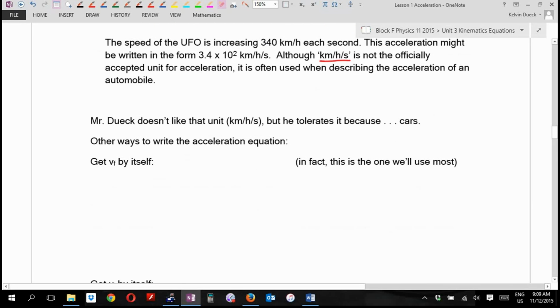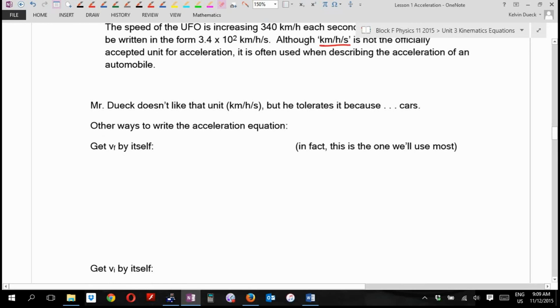Other ways to write the acceleration equation. You see this acceleration equation, we're going to write it down. A equals VF minus VI over T. How many different variables does it have in it? 4. You know how many equations it actually is? 4. There's 4 different equations.